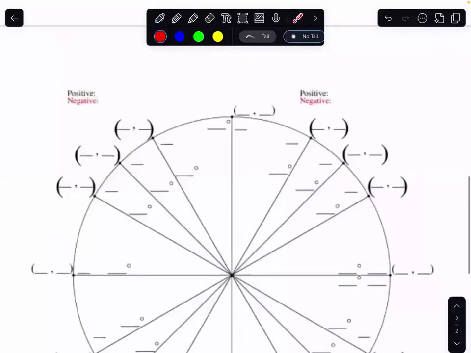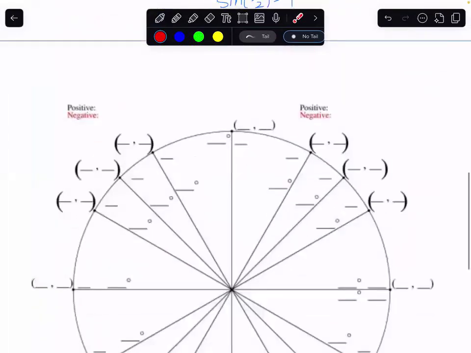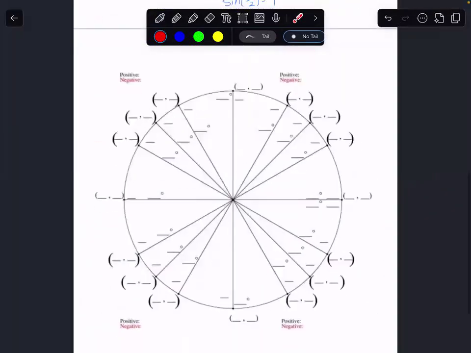If you get stuck for whatever reason on the day of the test, you can always go back to drawing the special right triangles. But if you can understand the pattern of the unit circle, it'll be a lot more efficient. So why don't you go ahead and see if you can fill this out.